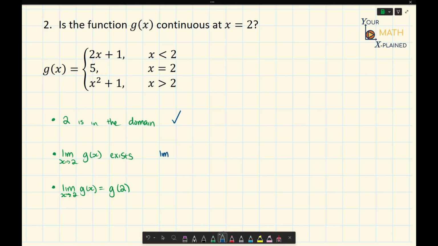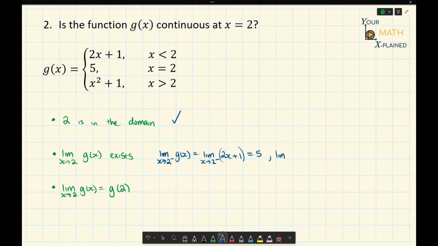So the first one is going to be the limit as x approaches 2 from the left-hand side for our function g of x. So because we're approaching from the left-hand side, we're going to be using the expression 2x plus 1. So now using direct substitution here, we can see that this is equal to 4 plus 1, so that'll be equal to 5.